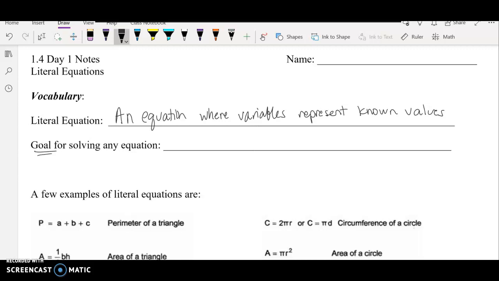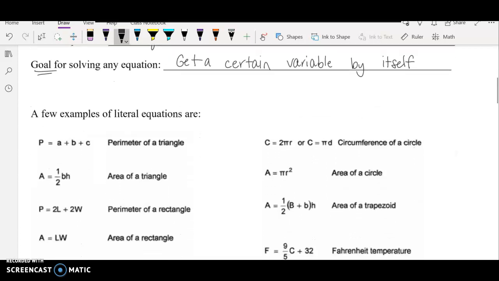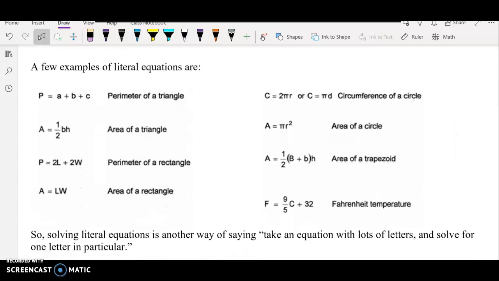And the goal for solving any equation is to get a certain variable by itself. So what's going to happen is you're going to be given an equation and told to solve for A or solve for B or solve for C, depending on the equation. Examples of literal equations are some formulas that you have seen before, like perimeters and areas and Fahrenheit to Celsius. In any given one of these, we're going to pick a variable, for instance, B here, and say get B by itself. We'll solve for B.